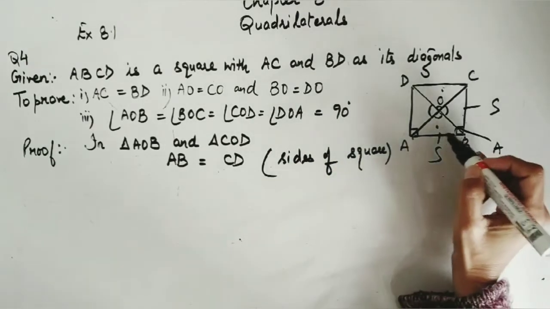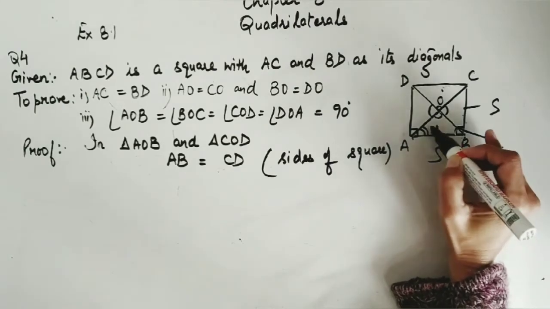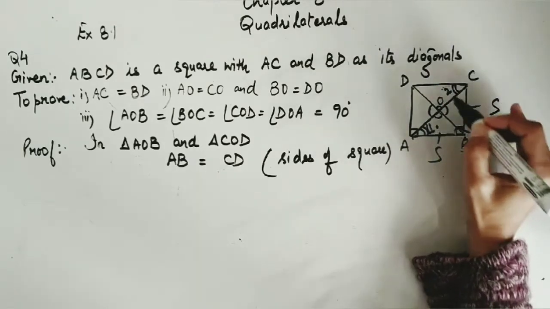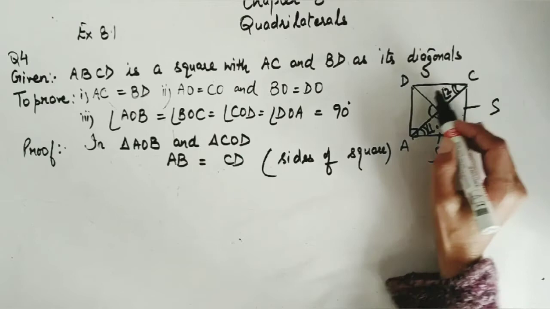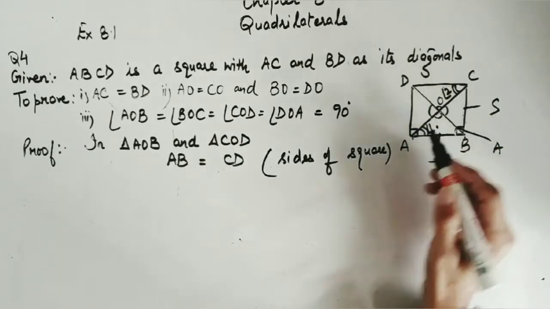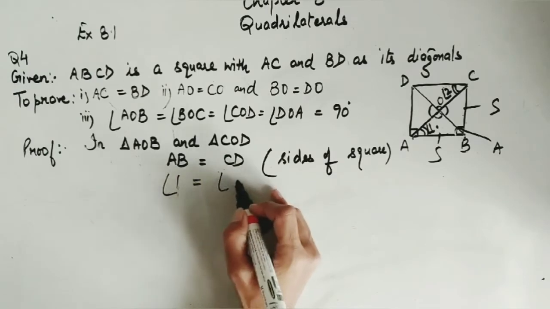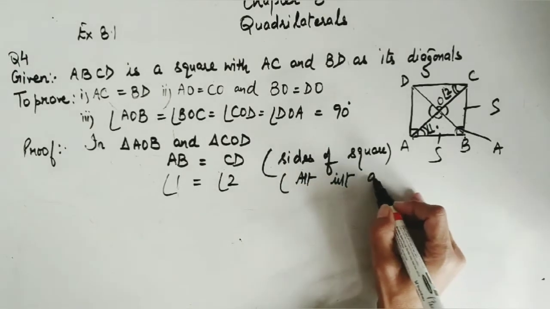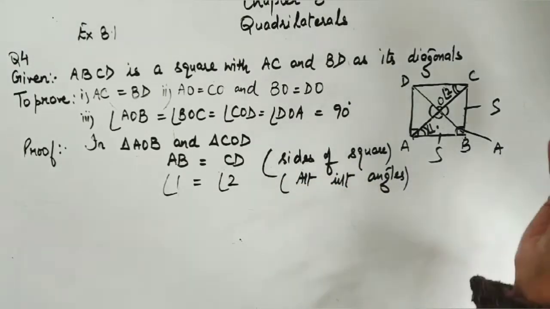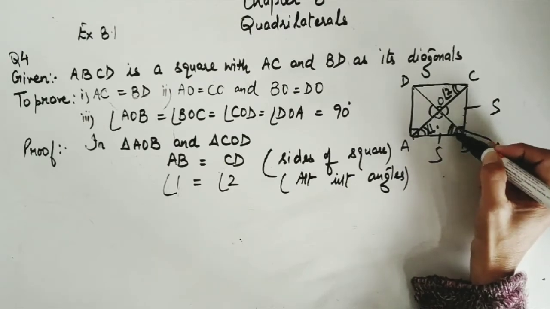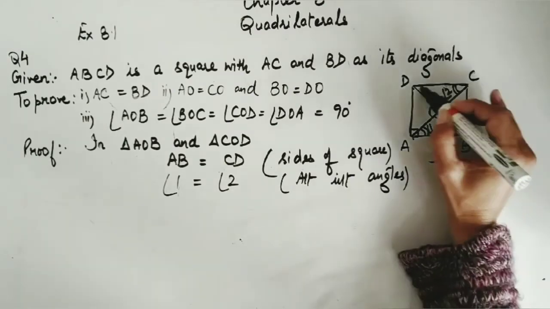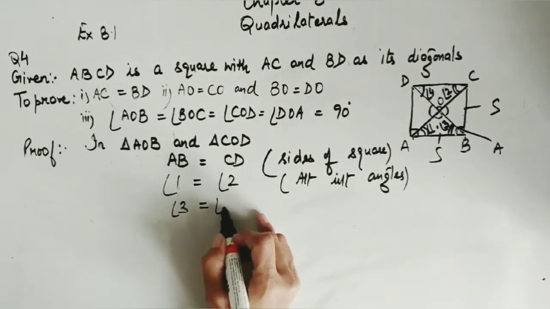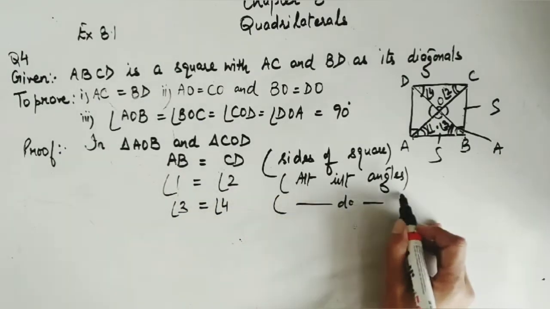And then look at these angles, angle 1 and angle 2. Why are they equal? These are alternate interior angles. In AOB it's angle 1, in COD it's angle 2. Alternate interior angles. Another, look at the other end, angle 3 will be equal to angle over here, which is angle 4. So 3 and 4 are equal, the reason is the same, they are also alternate interior angles.